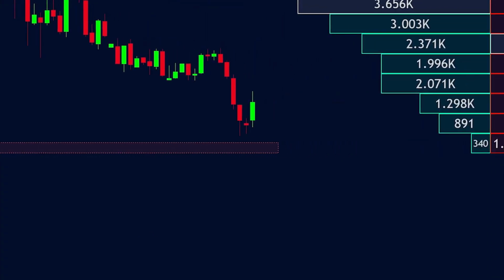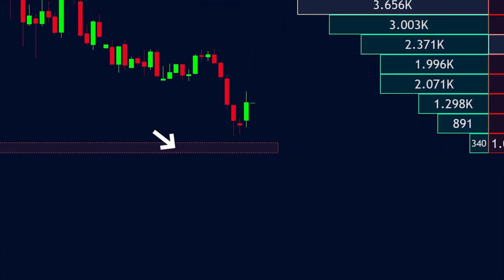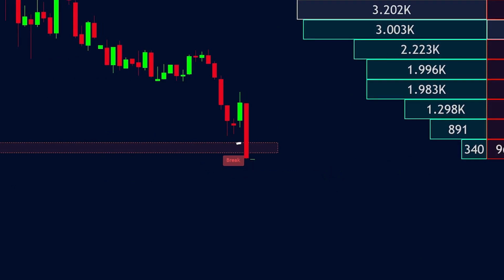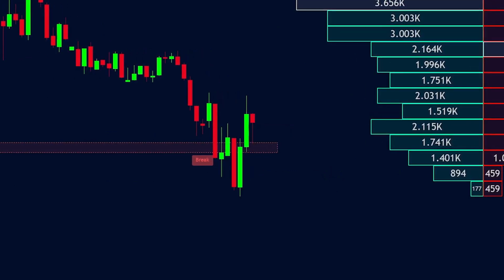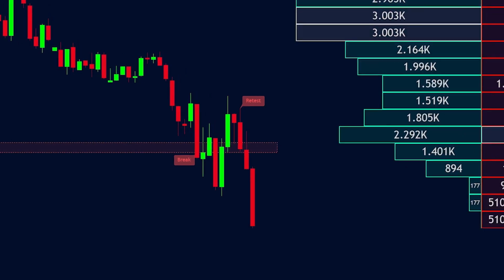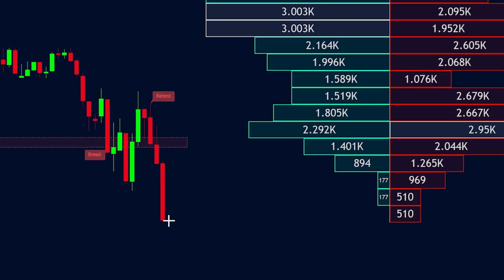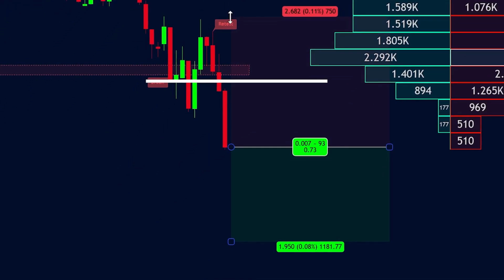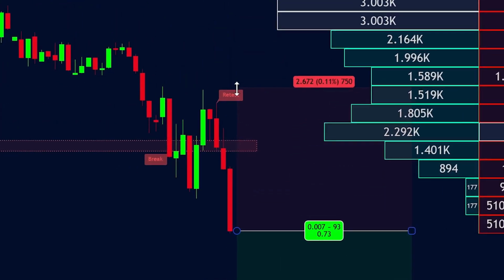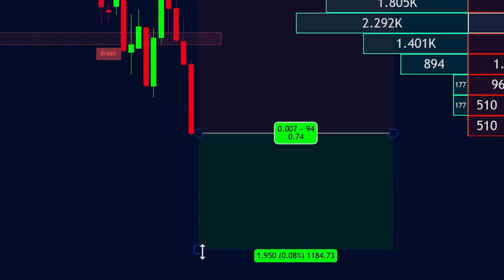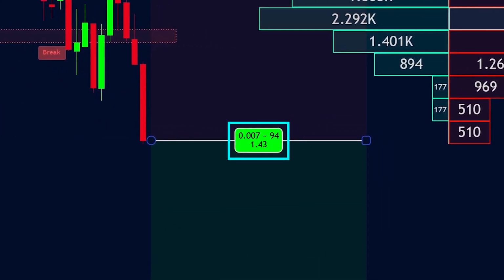For short entries, first, identify a support level that gets broken and labeled by the indicator. Second, wait for price to retest this broken support, now acting as resistance. Third, locate a bearish POC from the volume profile. Fourth, enter short when price breaks and closes below the bearish POC. Place your stop loss just above the most recent swing high, typically the high of the retest candle. Target at least 1.5 times your risk for take profit.